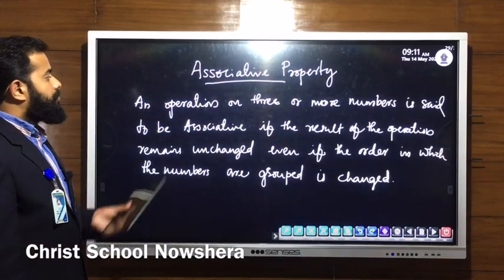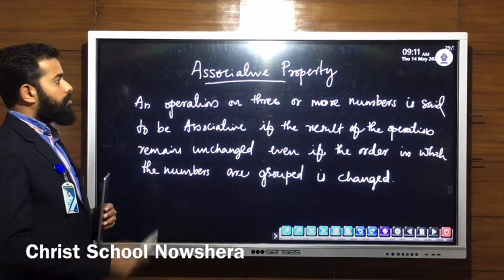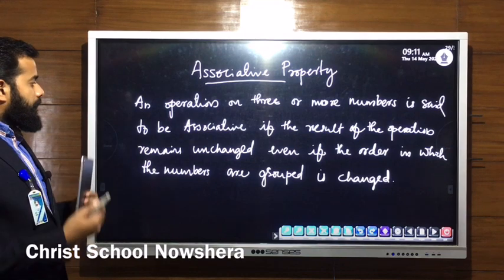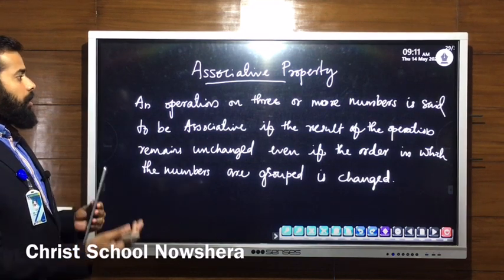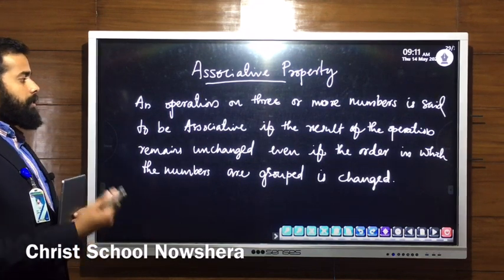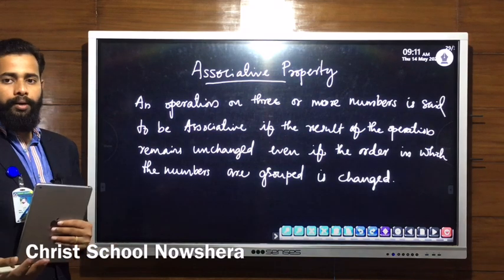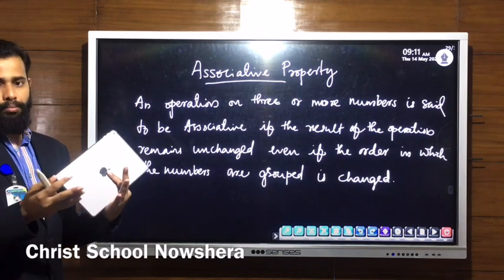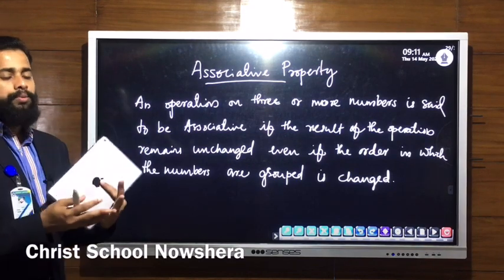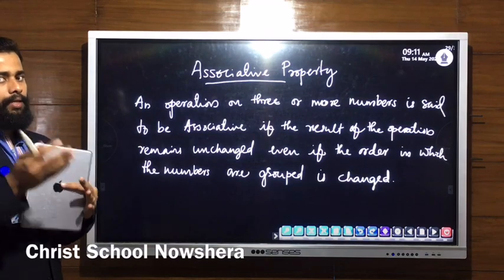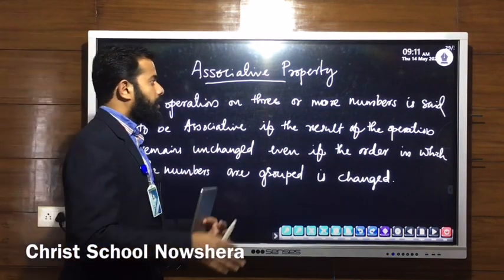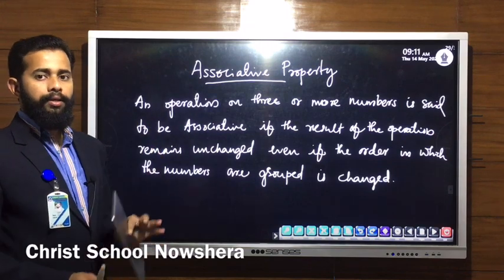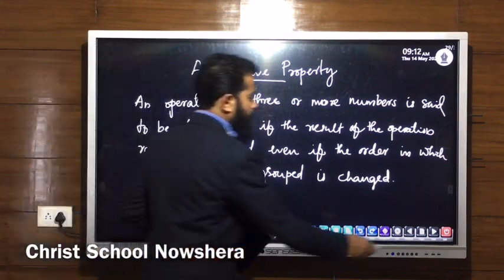Next is associative property. An operation on 3 or more numbers is said to be associative if the result of the operation remains unchanged even if the order in which the numbers are grouped is changed. With 3 or more numbers in the operation, whatever groups we make, the final result remains the same. If the final result remains the same, that particular operation obeys the associative property.